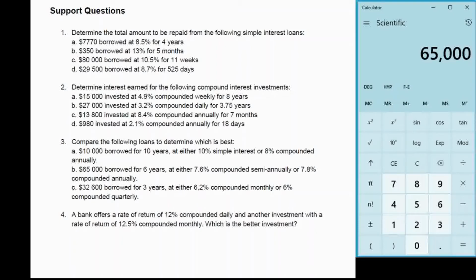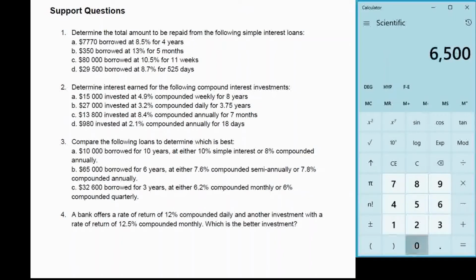$65,000 is borrowed for 6 years at 7.6% compounded semi-annually versus the $65,000 borrowed at 7.8% compounded annually. So which of these two investments is best, or which of these two loans is best? For the semi-annually compounded loan, it's 1 plus 0.076 divided by 2. And this would be to the power of 12 because it's 6 times 2. So this is how much money you would have to pay back. So I'll just save this in my calculator's memory. I just press the MS button to save it in memory.